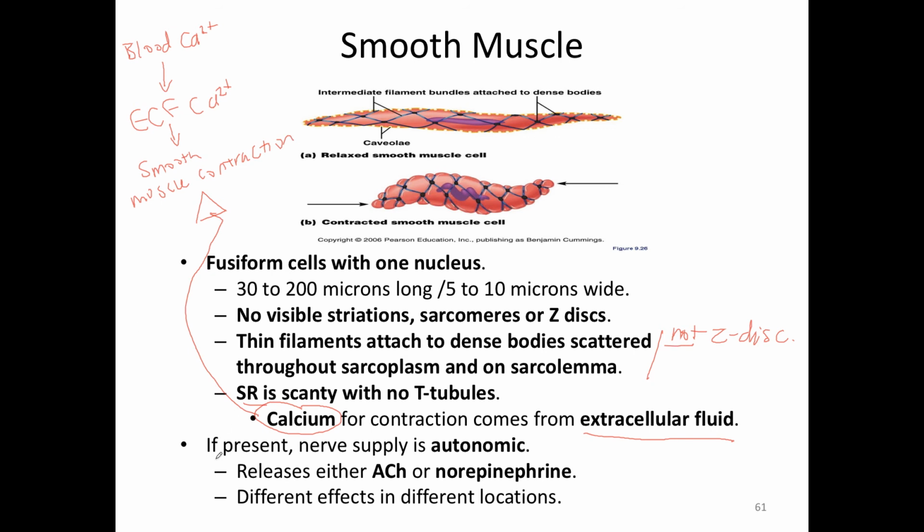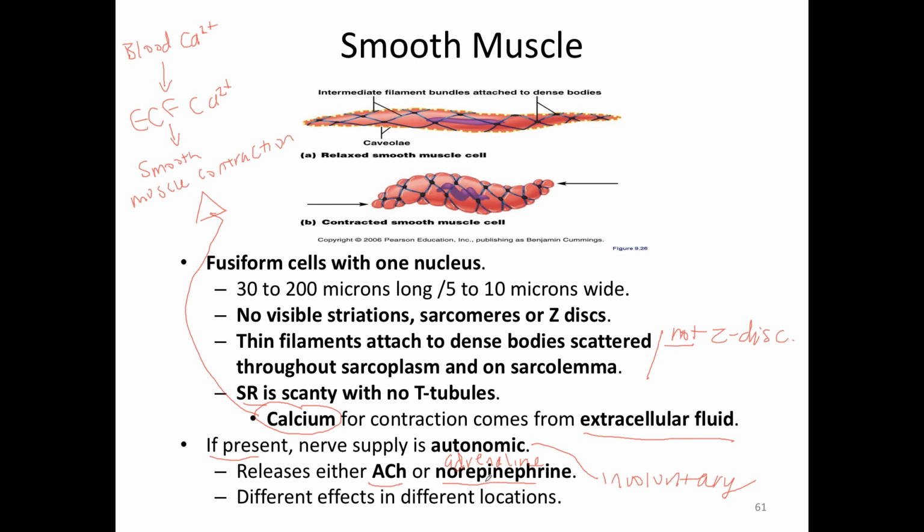If present, the nerve supply to these is autonomic, so this is an involuntary part of your nervous system. And unlike skeletal muscle, now we have two options for neurotransmitters to make this go. So smooth muscle can be excited by acetylcholine, just like skeletal muscle. It can also be excited by norepinephrine, aka adrenaline. And it depends on if you're in rest or digest mode or in fight or flight mode.